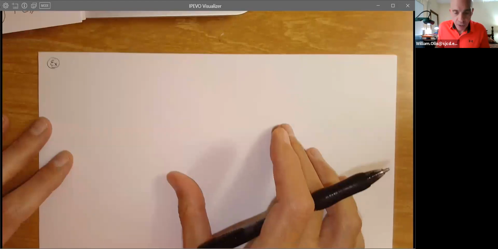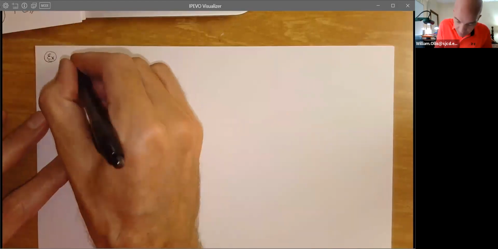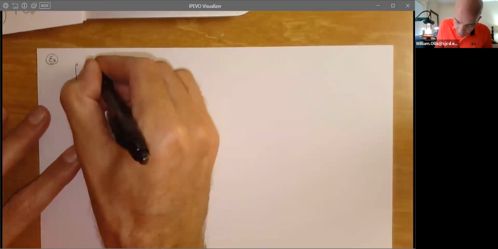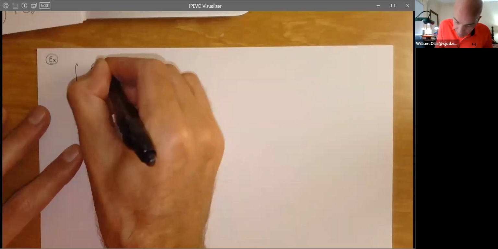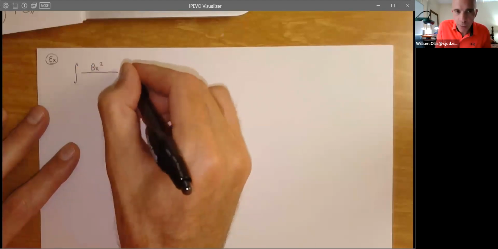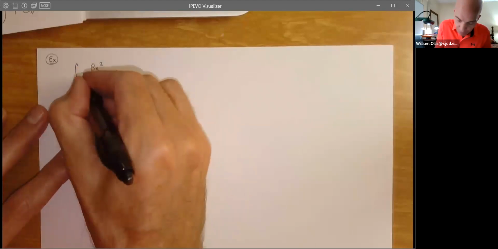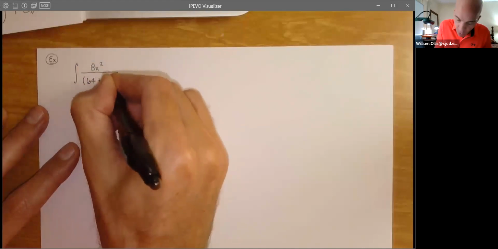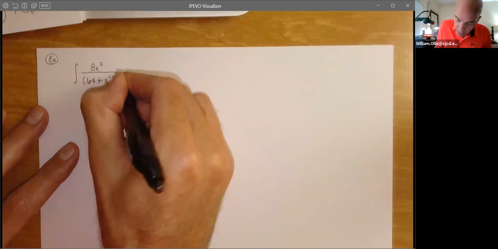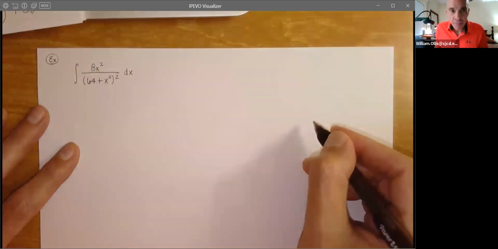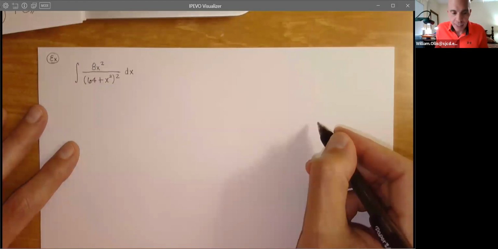So we have the integral of 8x squared. And notice we don't have a radical here, but we still have the Pythagorean expression. We have 64 plus x squared squared. So we have a radicand that's Pythagorean. So we still can use the same technique.